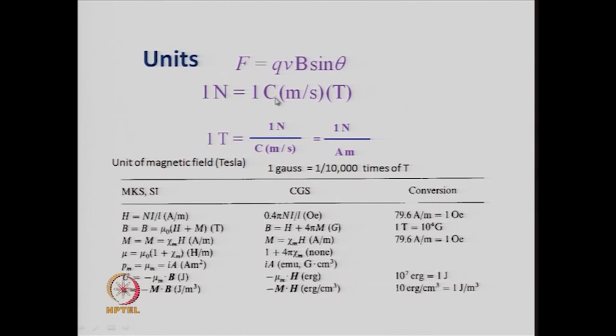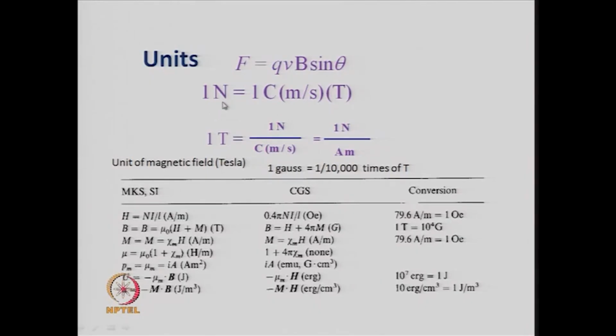So, the force is given by this equation, and the quantity of force is in newtons, if charge is in coulombs and velocity is in meters per second, and B, the magnetic field, is in Tesla, the capital T. Tesla, named after Nikola Tesla, a very famous scientist.